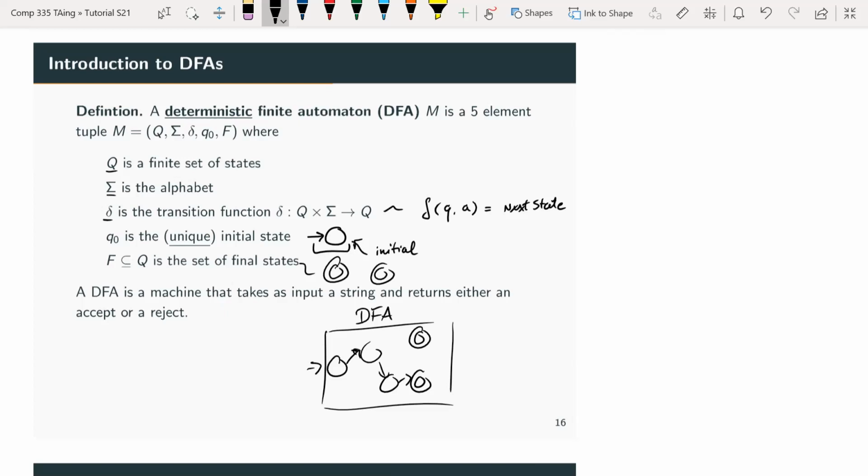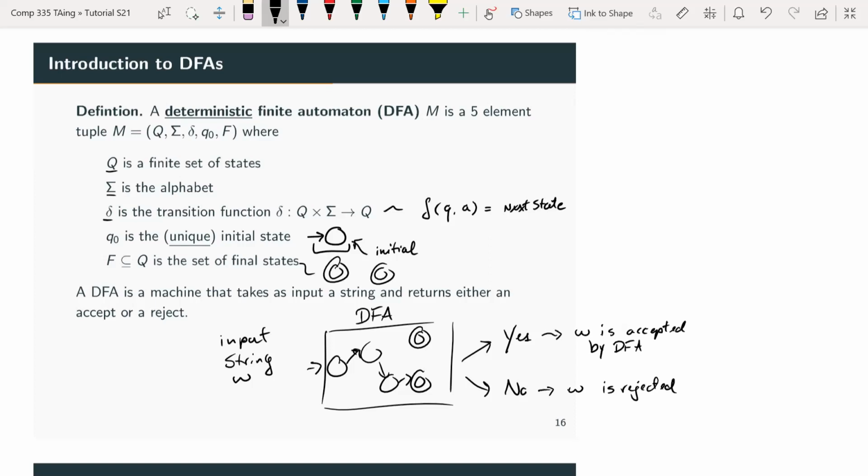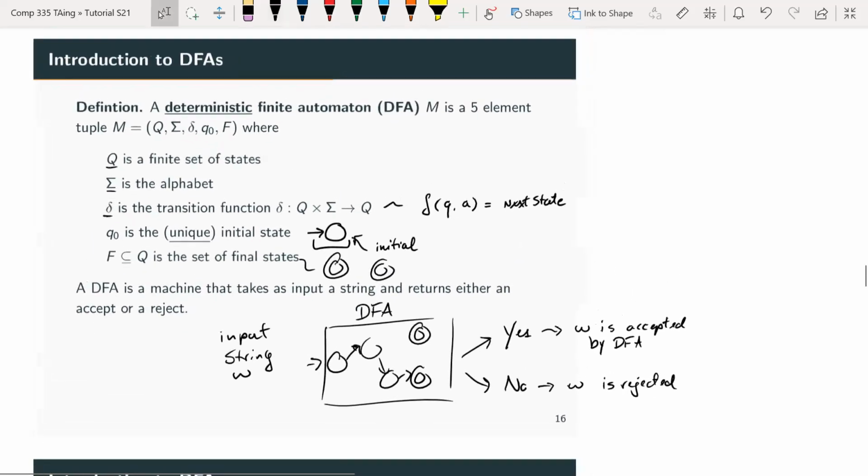Okay. And what a DFA does is that it takes a string W as input, and as output, it either tells you yes or no. So yes, meaning that W is accepted by the DFA. So in other words, W has reached a final state, and no means that W is rejected by the DFA. Yes, a DFA can have no final states. So that's sort of in a high level view what a DFA is.